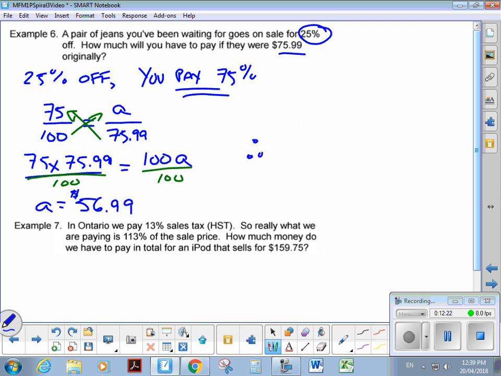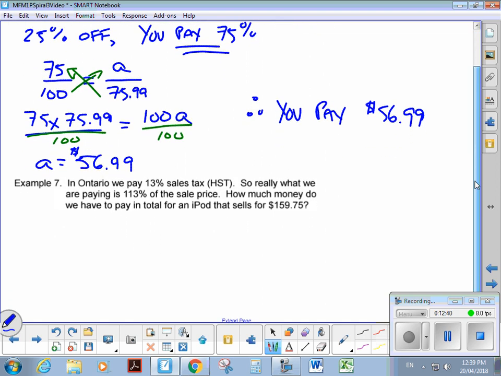So therefore, you pay $56.99. All right, you could do it with the 25% off, figure out what that is, and then subtract it from the $75.99, but it's a lot of extra steps. So it's easier to figure out what percentage you are going to pay.